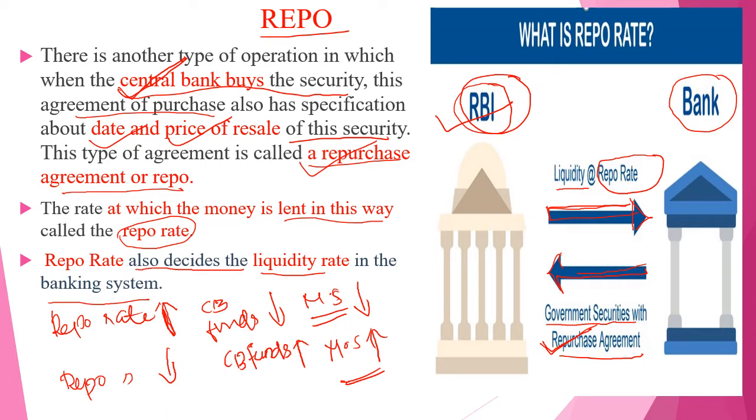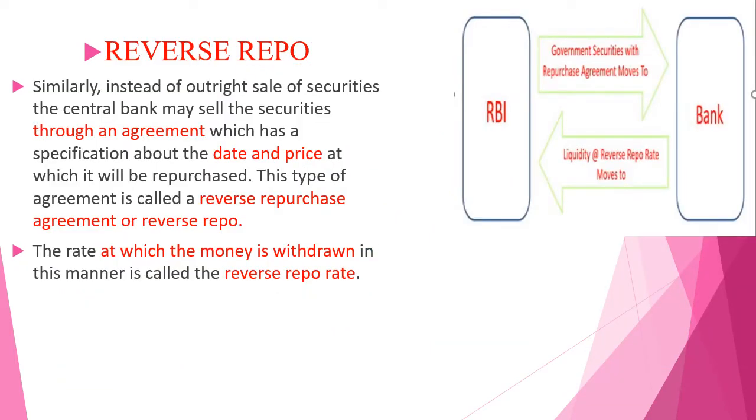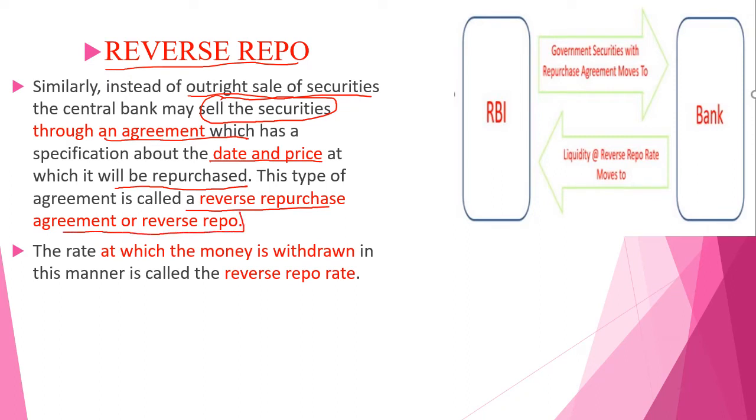That is why we can say the repo rate also decides the liquidity rate in the banking system. Okay, next, what is the reverse repo rate? Similarly, instead of an outright sale of securities, the central bank may sell the security. In the case of repo, the central bank buys the security. Here, the central bank sells the security through an agreement. There is an agreement which specifies the date and price at which it will be repurchased. This type of agreement is called a reverse repurchase agreement, the opposite operation.